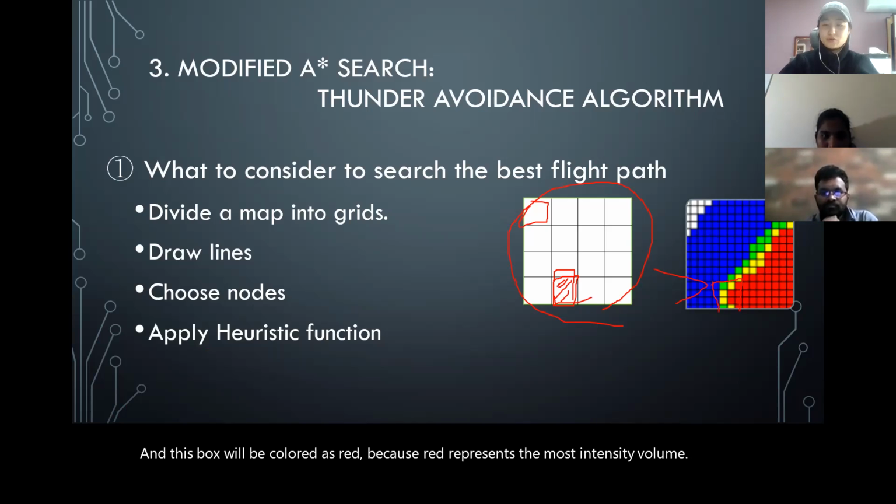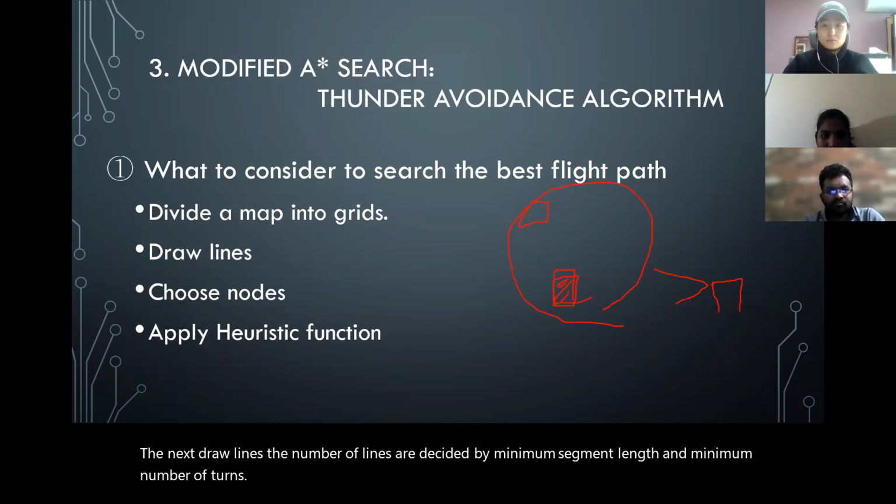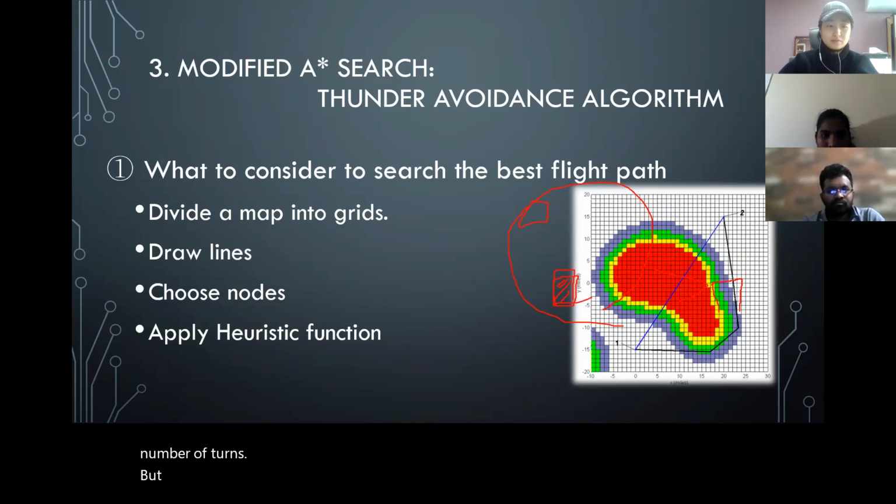Then next, draw lines. The number of lines is decided by the minimum segment length and the minimum number of turns. What I mean by segment line is the distance between these two points in the map.